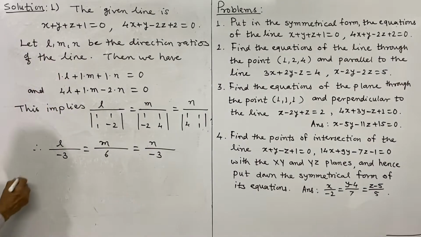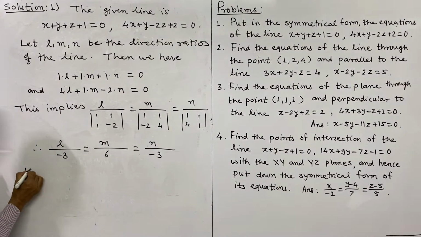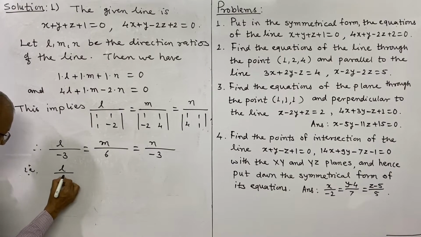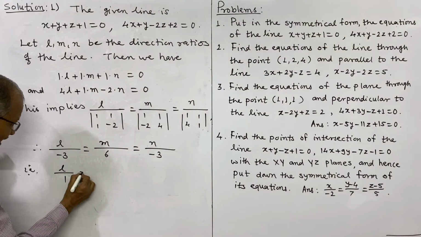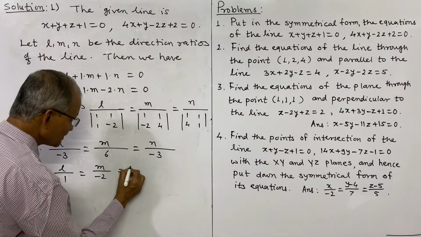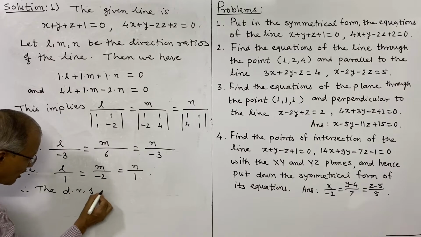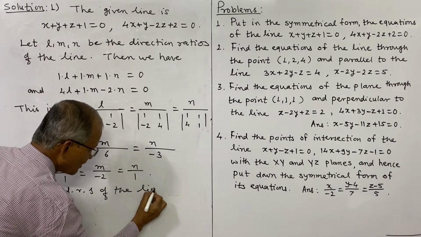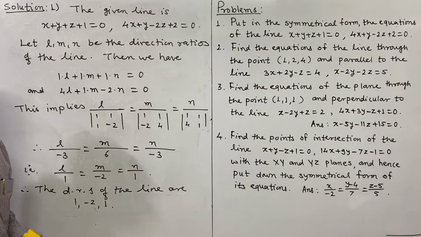Check it. Or this can be simplified. See, these numbers are divisible by minus 3, so we can divide or multiply this ratio by minus 3. If you multiply each by minus 3, then it is L divided by 1, M divided by minus 2, and this is equal to N divided by 1. So the DRs of the line are 1, minus 2, 1. Thus we have obtained the DRs of the line.